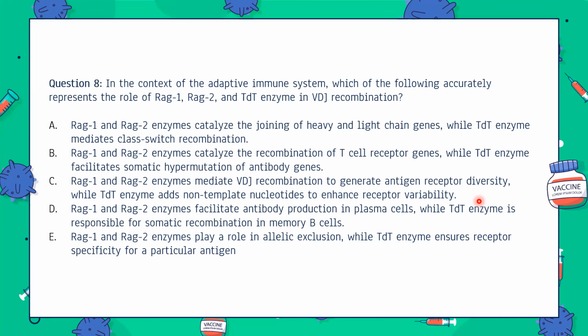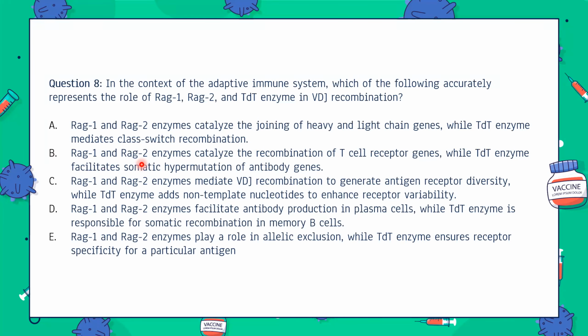All right. Very briefly, let's go over why the rest are wrong. RAG1 and RAG2 catalyze the joining of heavy and light chain genes. Do they do that? Do they join the heavy and the light chain? All right, so this is automatically incorrect. TDT enzyme also does not mediate class switching. That happens through T-B cell interactions.